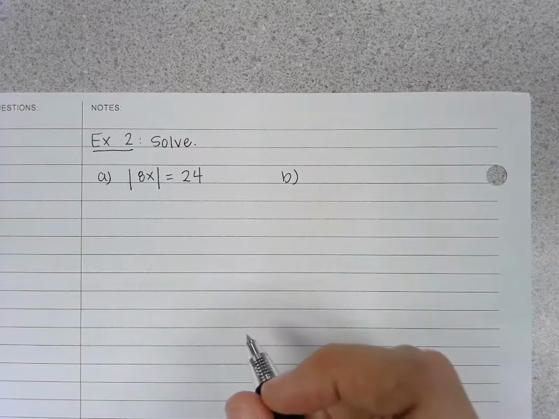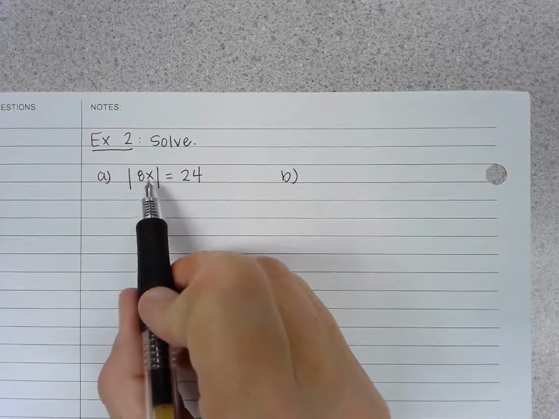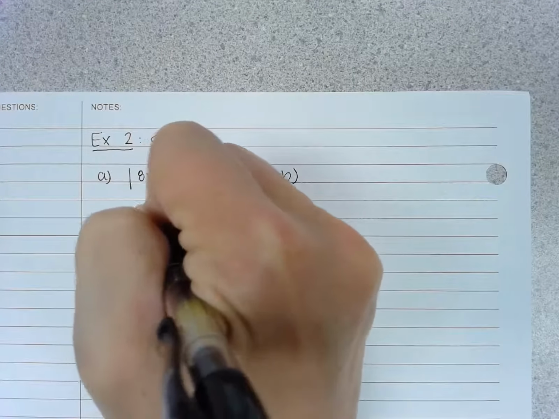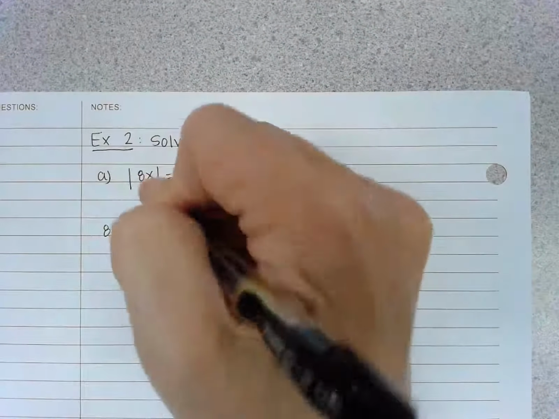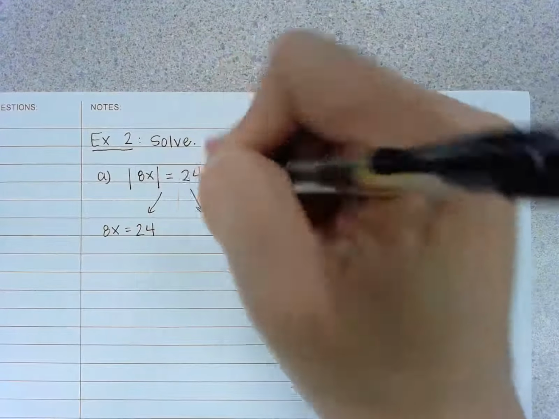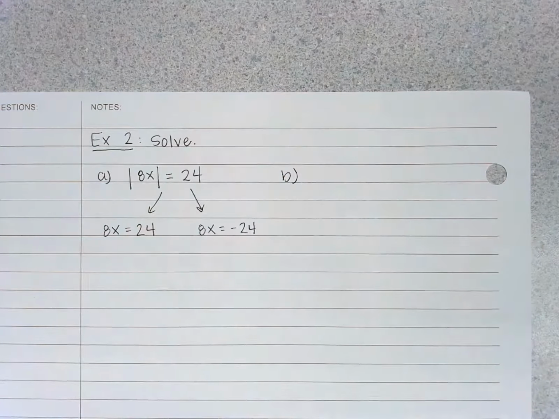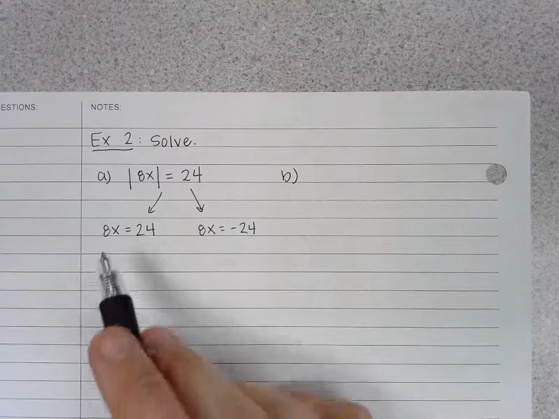So you guys, the way that you're going to solve these is like this. You're going to say that what's on the inside of this could be 24 away from x in the positive direction, and you're also going to say that what's on the inside of the bars could be 24 away from x in the negative direction. So look at what I did right here.